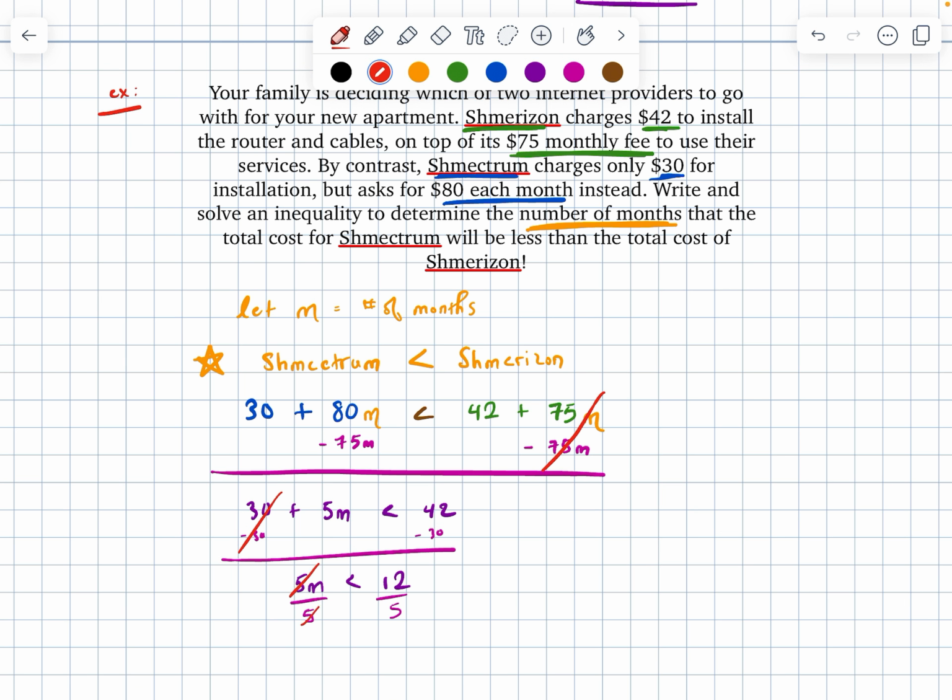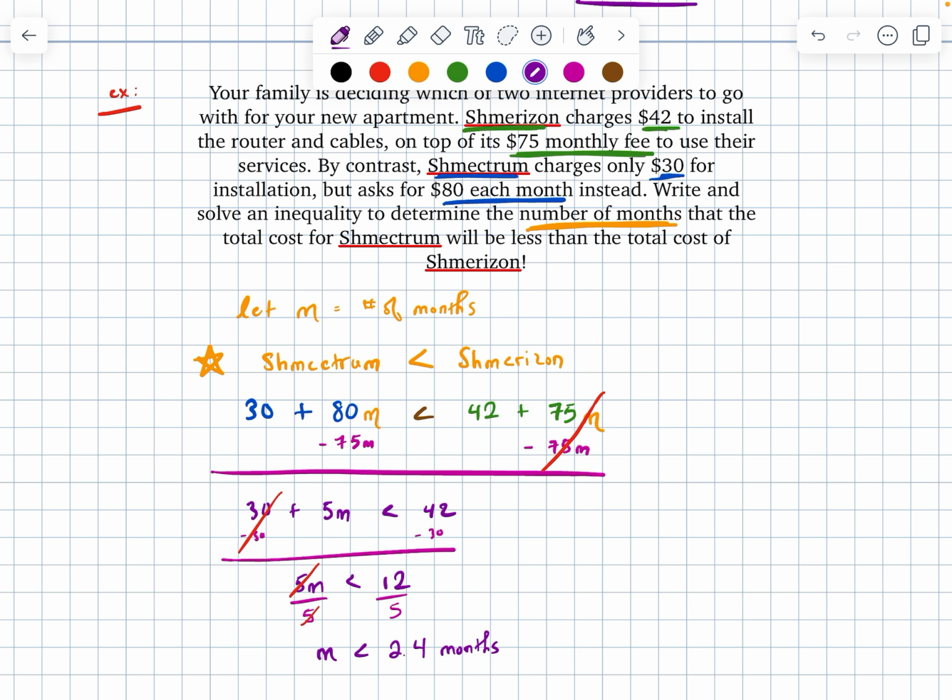Notice that 12 is not evenly divisible by 5. You're welcome to check my work here. I'm going to write it as a decimal. M here is less than 12 divided by 5, which I believe is 2.4. And then I'll include my unit of months. So M has to be less than 2.4 months if Schmectrum is going to be less than Schmerizon. But think logically here. If I have a monthly subscription, I don't get charged at 0.4 months. I get charged on the month. So what are my possible options? Well, I have to be less than 2.4 months.